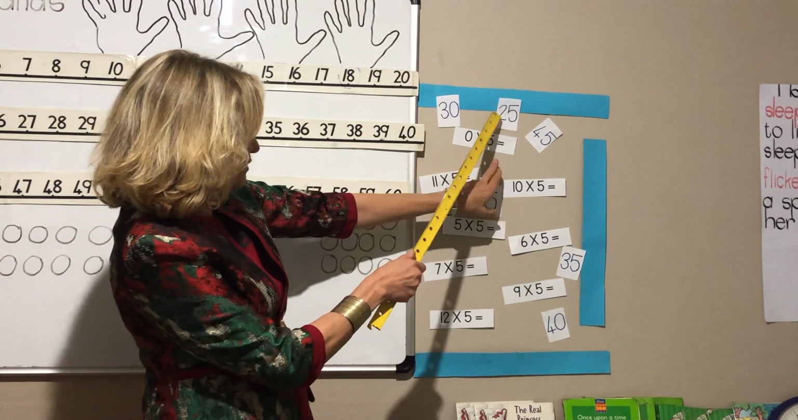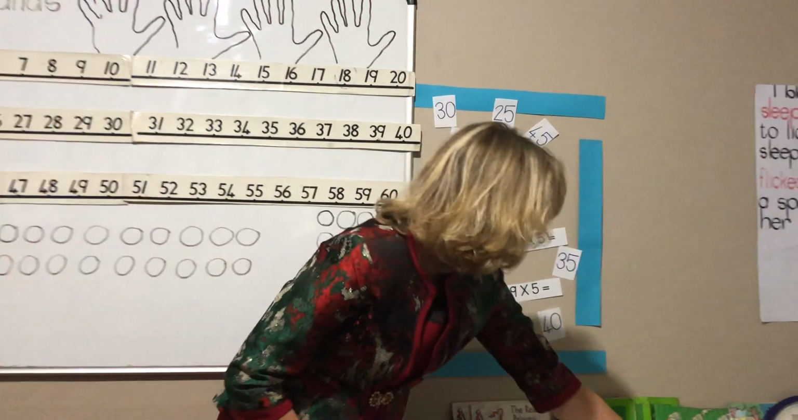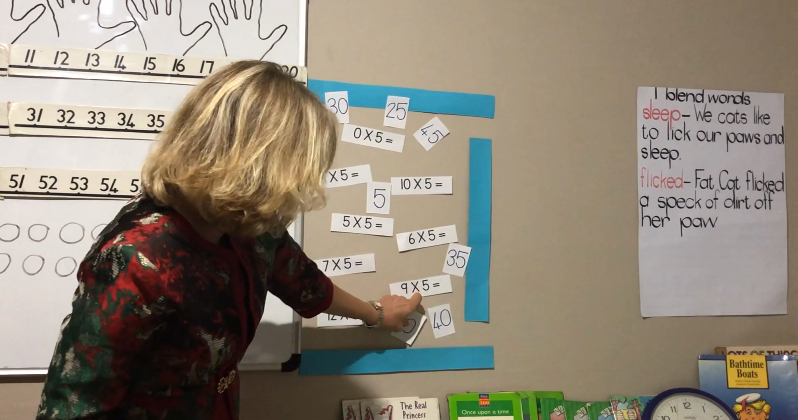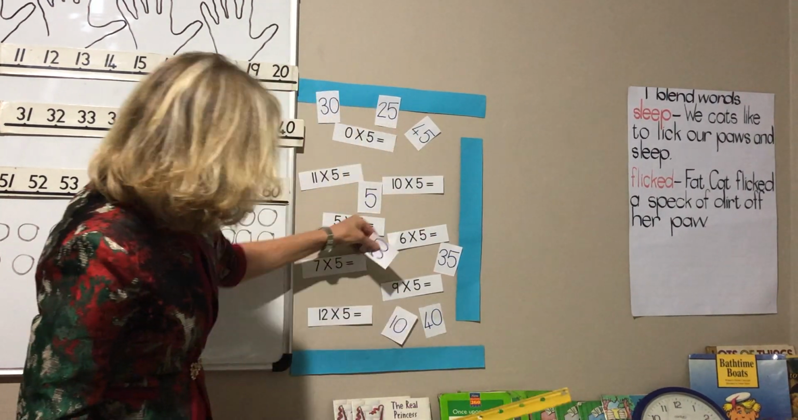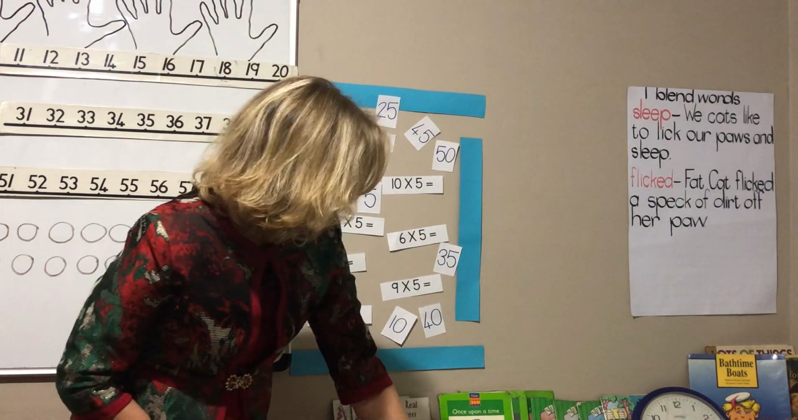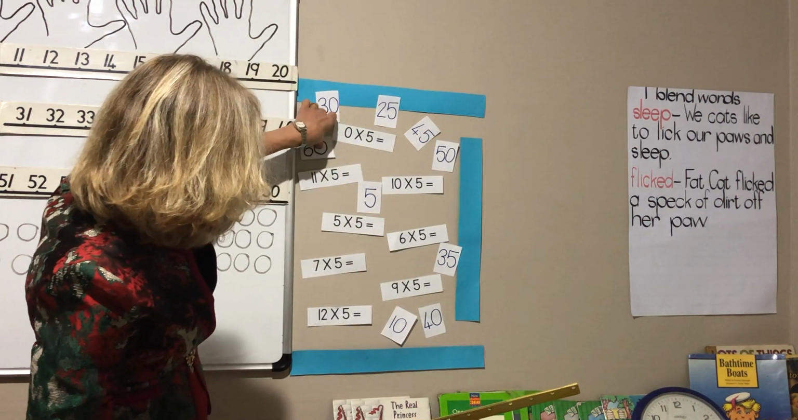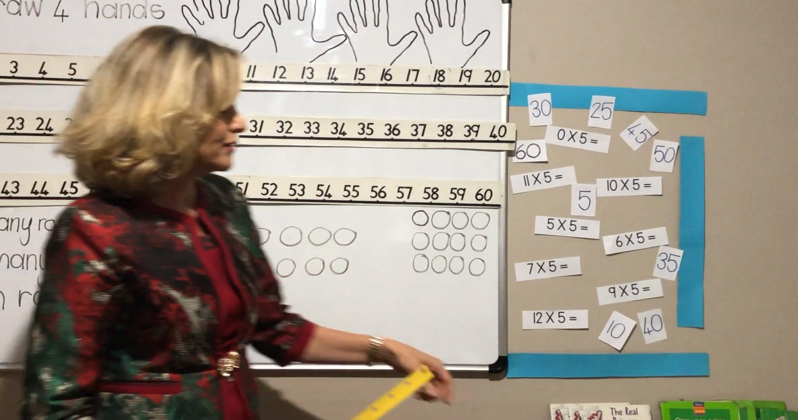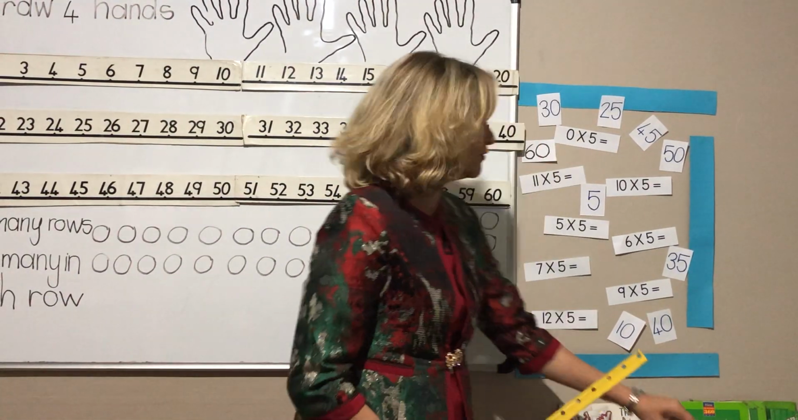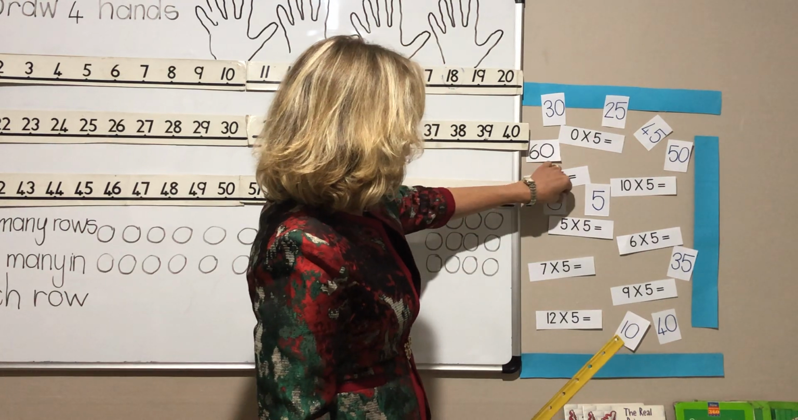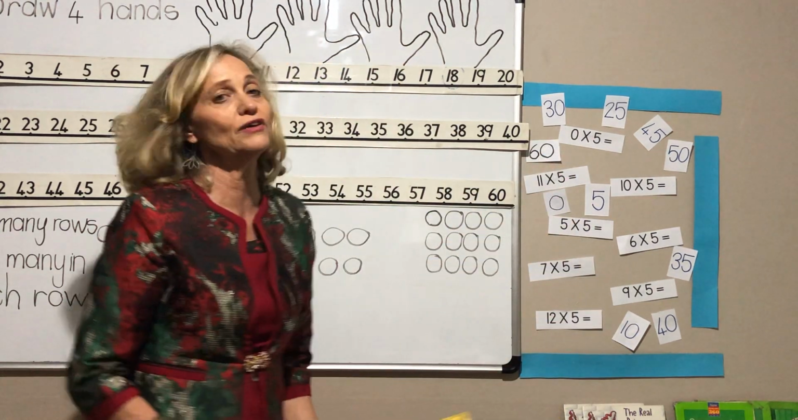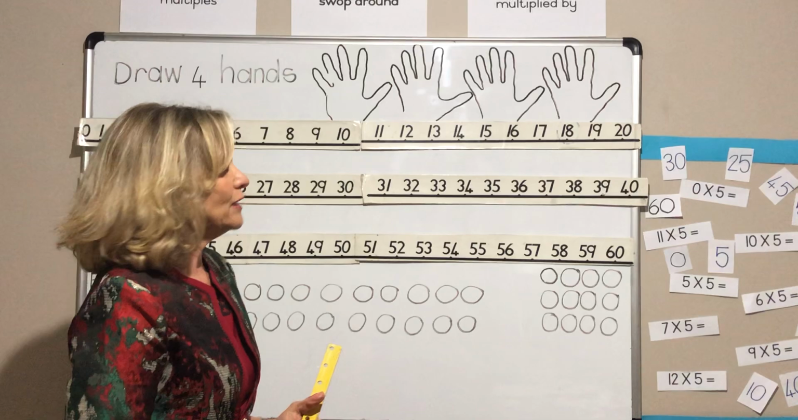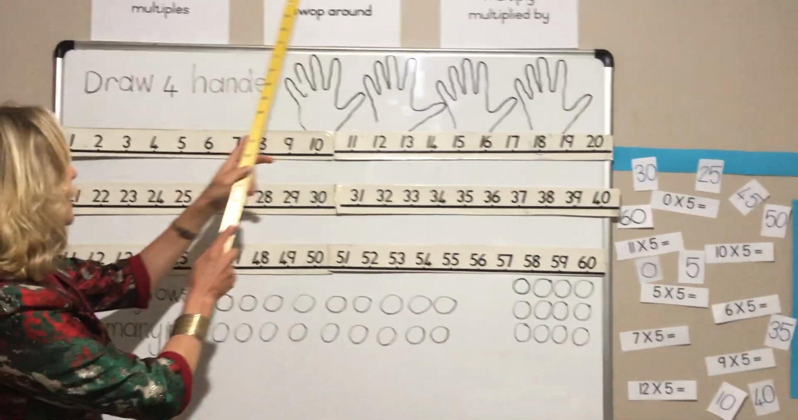There's a 30, there's a 25, there's a 45, there's a 5, here's a 10, there's a 50, here's even a 60. Which multiples are these? To me, they look like the multiples of 5. 5, 10, 15, 20, 25, 30, 35, 40. There we go. Those are the multiples.